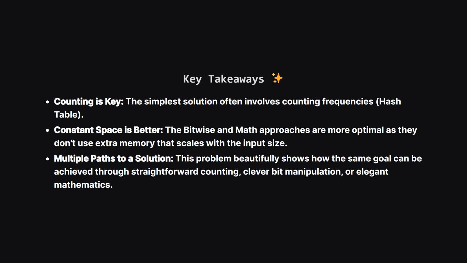So let's wrap it up. We looked at 3 great ways to solve this. The first, using a hash table, is the most intuitive and direct. The other two, using bitwise operations and math, are more advanced but incredibly efficient in terms of memory. It's a fantastic example of how there's often more than one way to tackle a problem, each with its own trade-offs.